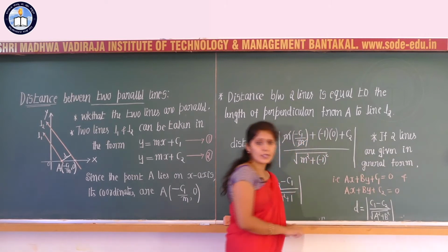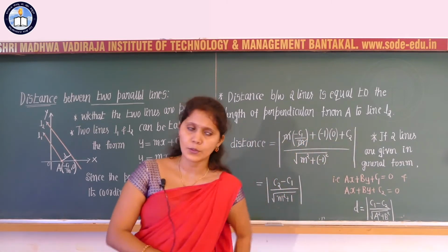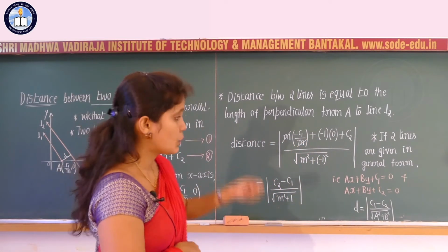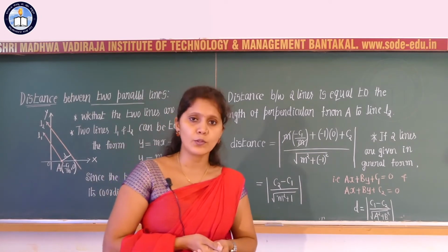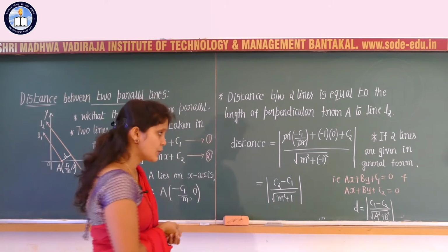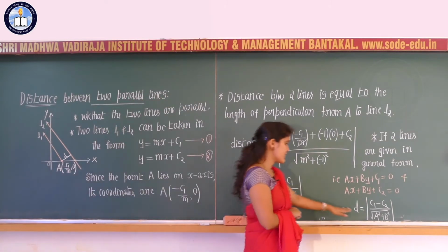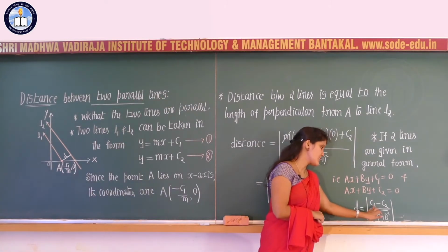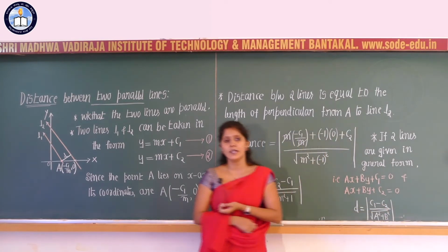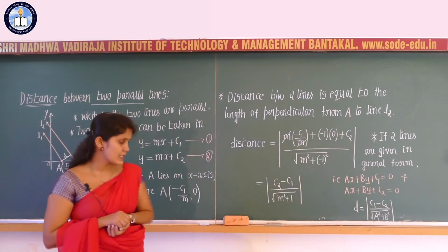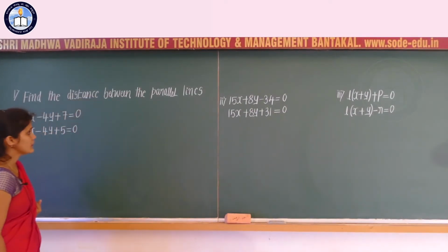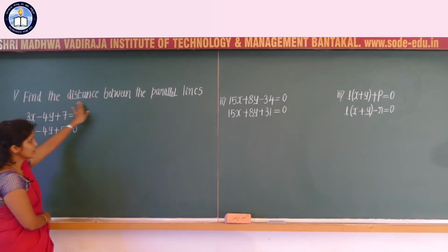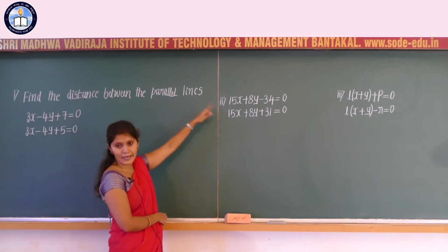So instead of the two lines L1 and L2, if the two lines are given in the form of ax plus by plus c1 equal to 0 and ax plus by plus c2 equal to 0, then the distance can be written as absolute value of c1 minus c2 divided by root of a square plus b square. Let us consider problems with respect to the previous theorem, that is find the distance between the two parallel lines.